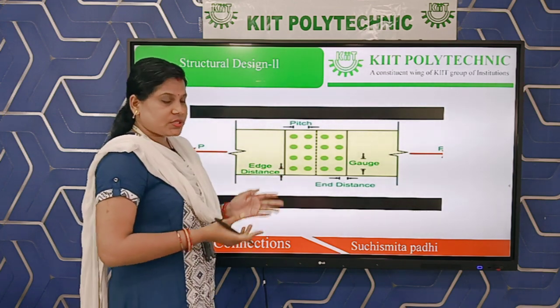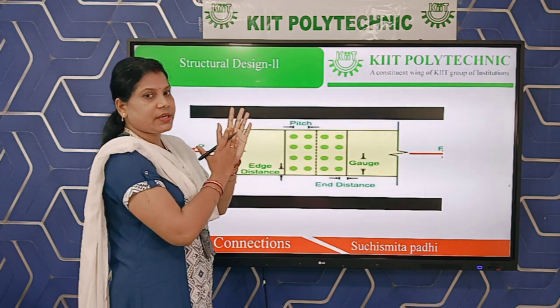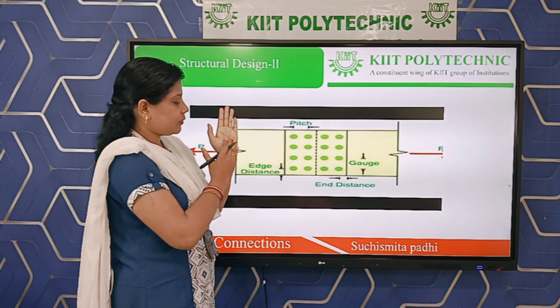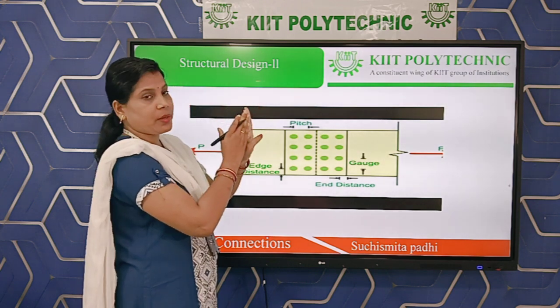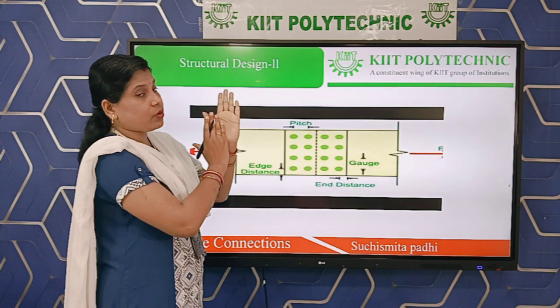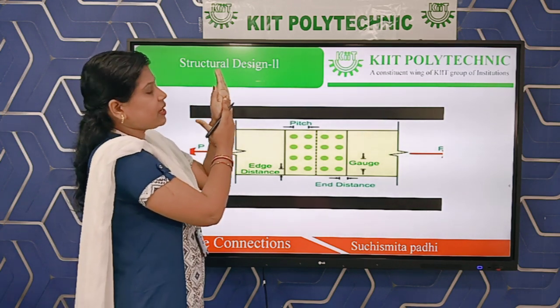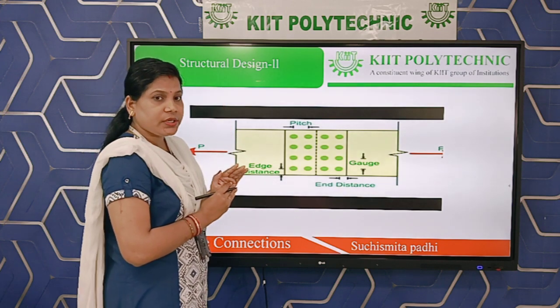What is a lap joint? If you are connecting members by overlapping them with each other, that is known as a lap joint. This is one member and this is another member. If two members to be connected are overlapped, with some portions overlapping, that is named a lap joint.